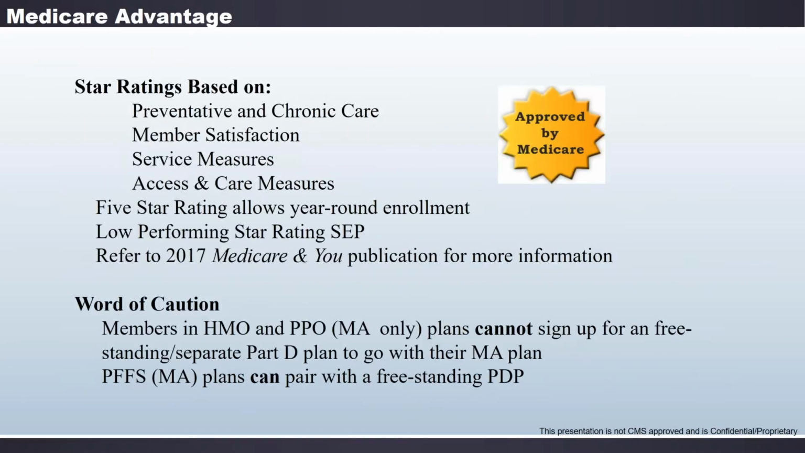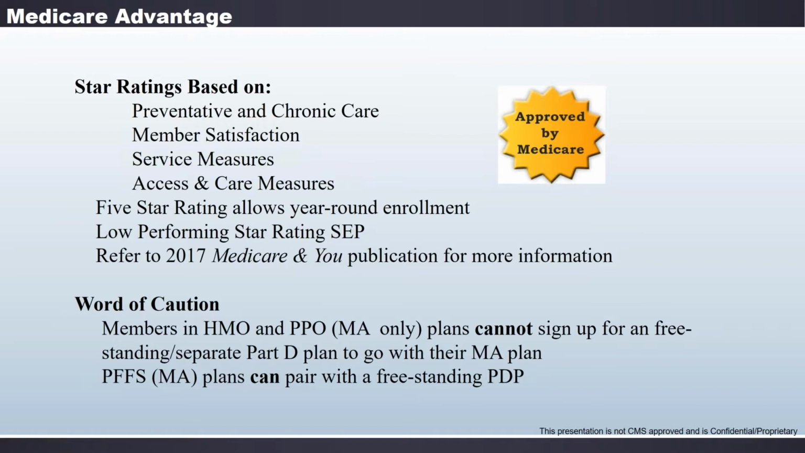5-star rating. A 5-star rating is based on preventative and chronic care, member satisfaction, service measures, and access and care measures. A 5-star rating allows year-round enrollment, but understand this is only a one time per year election that you can use. It's for those low performing star ratings for that special election period. Please refer to the 2017 Medicare publication for more information.